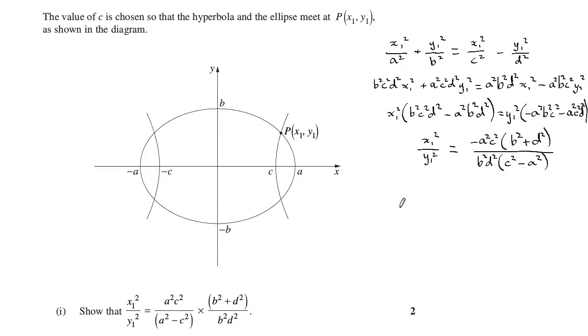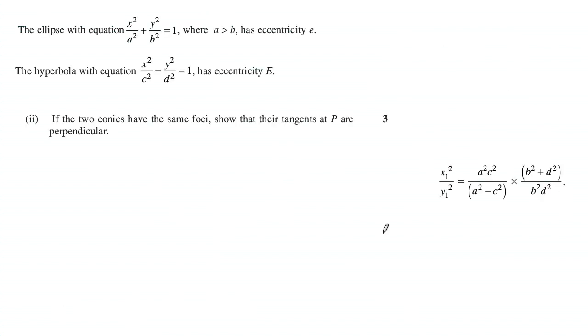Okay, so now we're quite close to what we want. What we can do is multiply top and bottom by -1 to shift that down, and then the negative of this is actually a squared minus c squared. So that'll give us, and then let's split it up into 2 fractions like that. Yeah, and then that gives us what we want. So that's it. Part 2.